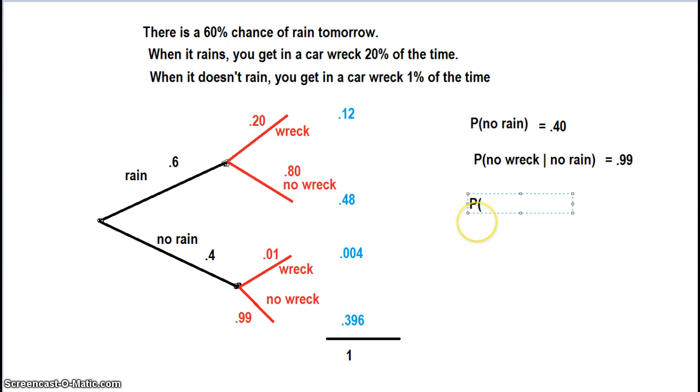So again, similarly, what's the chances of no wreck if there was rain? What's it asking here? It's saying our options are limited to when it rains, so we know we travel along this path. Well, what's the chances of no wreck if we're right here? Well, it's 80%.